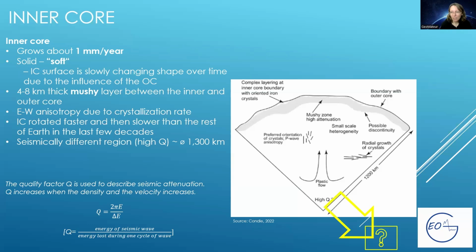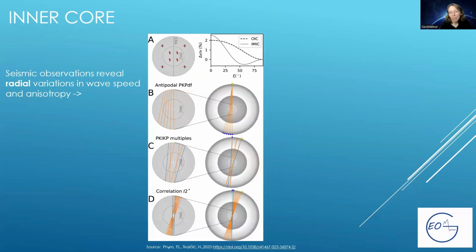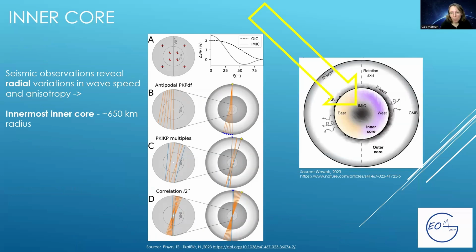And there is something inside the inner core that's characterized by seismically different region, high Q. Q is a quality factor used to describe seismic attenuation. Q increases when the density and the velocity increases. But what's this region? Seismic observation revealed radial variation in wave speed and anisotropy, and it's so-called innermost inner core with radius about 650 kilometers, and probably the innermost inner core records early phase of the inner core evolution.